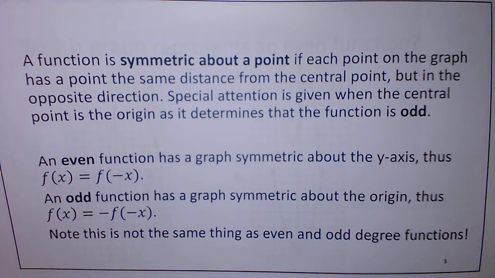Next definition in our notes: a function is symmetric about a point if each point on the graph has a point the same distance from that central point but in the opposite direction. And we pay special attention when the symmetric point is the origin, because that determines whether or not the function is odd. And then the last bit of notes: an even function is a graph that is symmetric about the y-axis. Thus, f of x is the exact same thing we get when we do f of negative x.